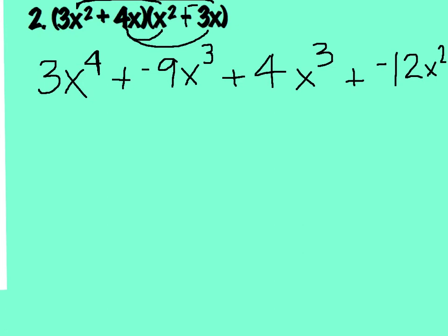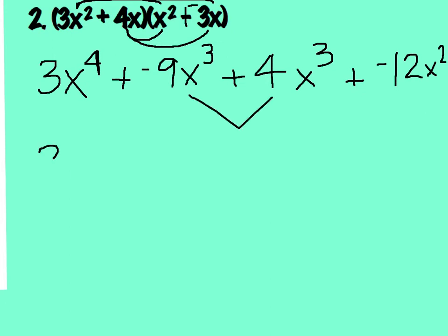Okay, now at this point, again, I need to double check to see if I'm in standard form, which means my variables are written in descending order. My terms really are in descending order. And I need to make sure that I have all my like terms combined. So here I see I have an x cubed and an x cubed, so I do have a little work to do yet. So I can combine these two terms.